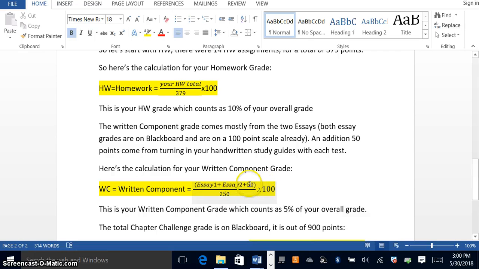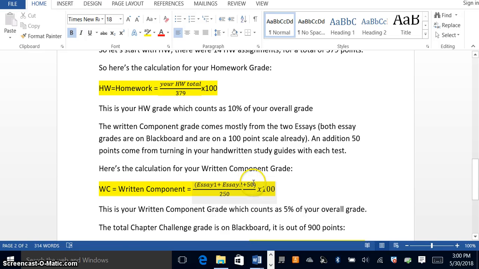For each test, you get to make a handwritten study guide, which I call a study guide, and I'm giving you writing credit for that as well. So you get to use the study guide during the test. So you write things like equations and things like that.